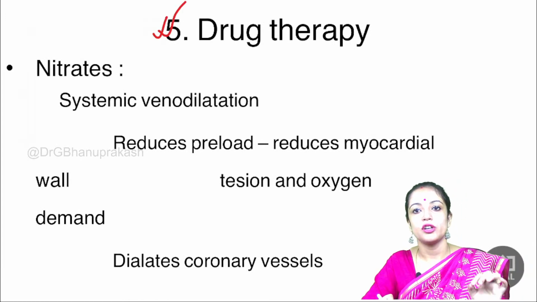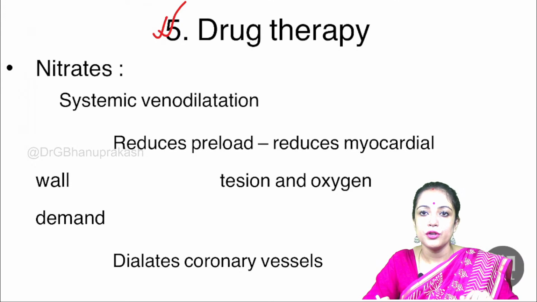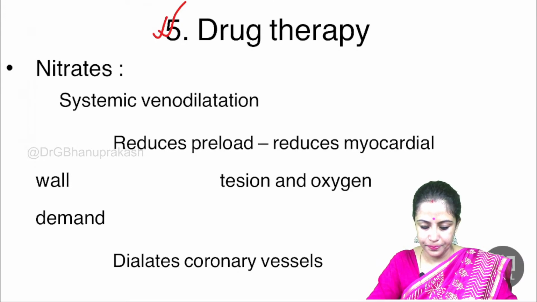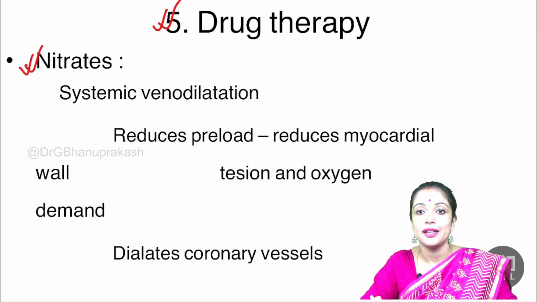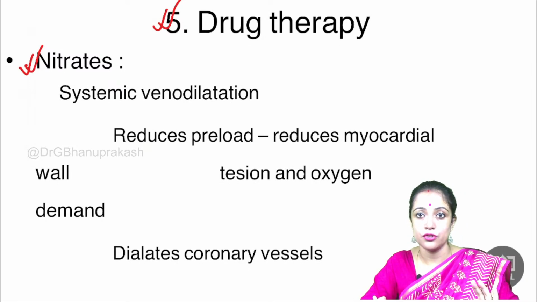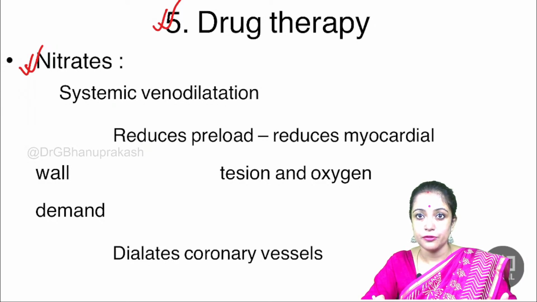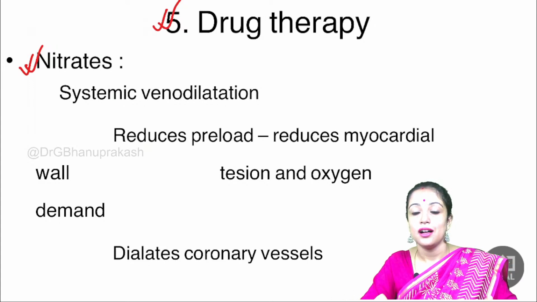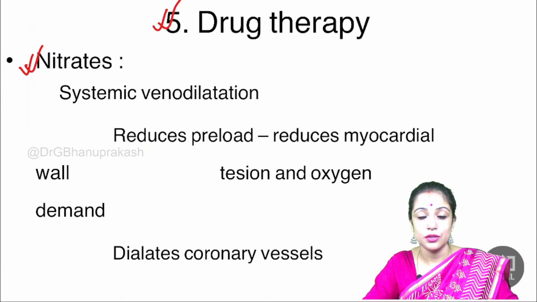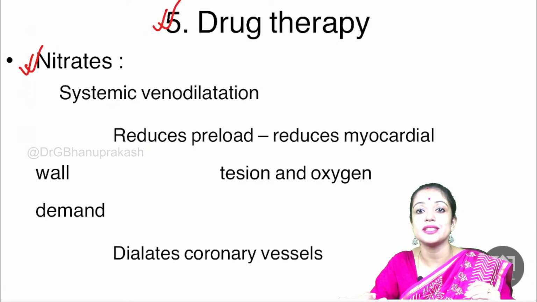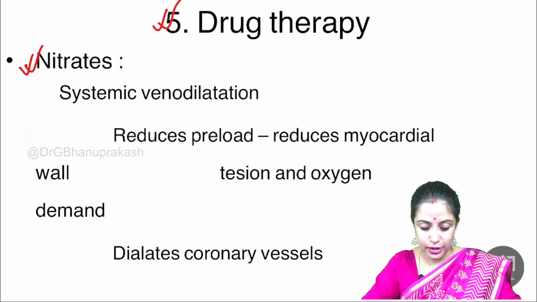Drug therapy. What are the medications we use for treatment of anginal pain and of stable angina? We use nitrates, a very important drug. Nitrates have to be used in a patient with stable angina unless contraindicated. So what is the mechanism of action? Surely you have read this in physiology class, but here I'm going to give you a quick revision and idea about the mechanism of action and how it helps a patient with stable angina.